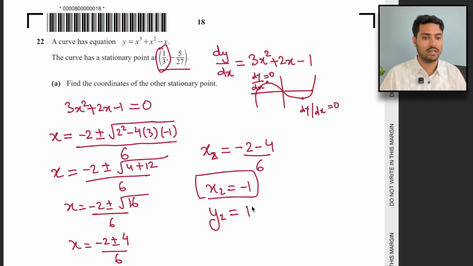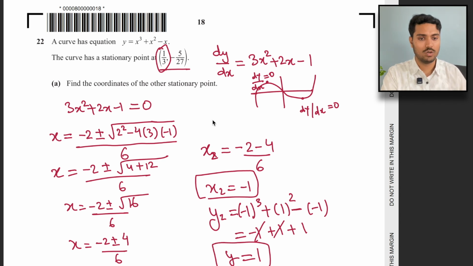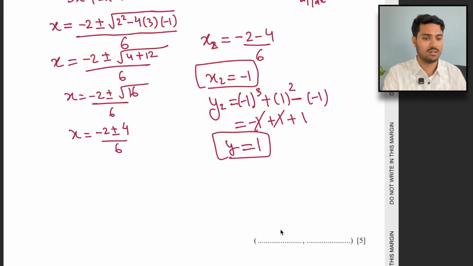negative 1 cube plus 1 square minus 1. This is going to be negative 1 plus 1 plus 1. So this and this cancel out, answer is 1. So the other coordinate of the stationary point is going to be negative 1 and 1. Negative 1 and 1.